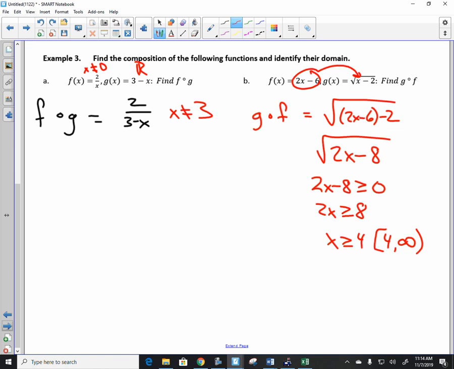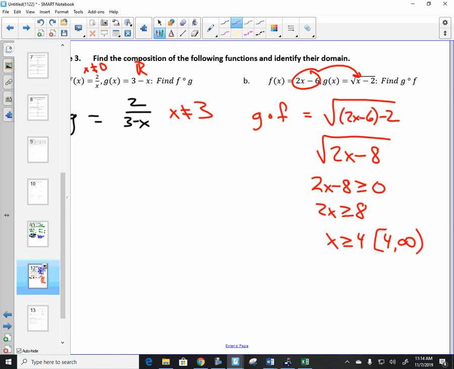Pretty easy, right? Take out your calculator and flip back 2 pages.